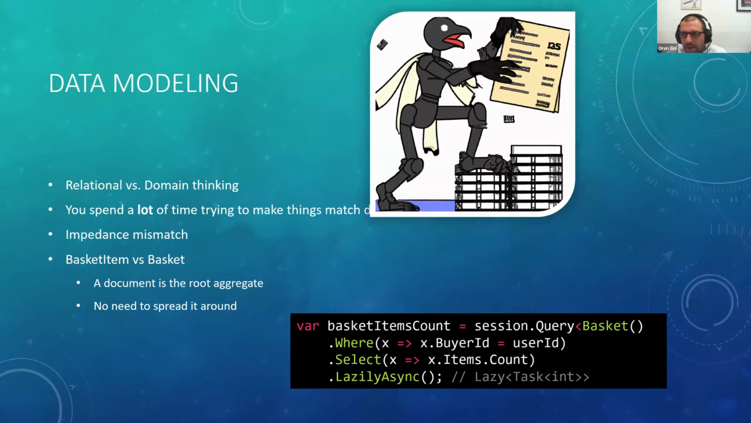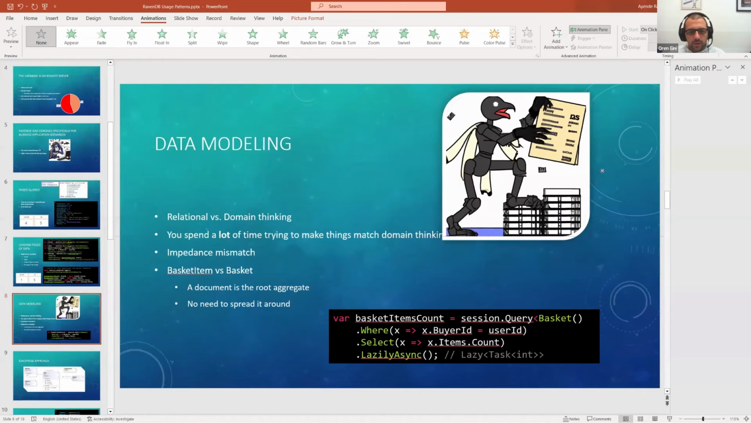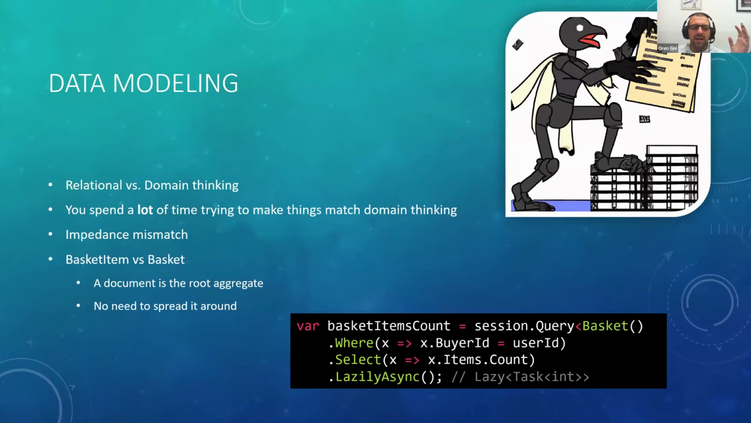A big reason why you may want to shift your thinking is how you model the data. So let's talk about this for a second. In a relational database, you spend a lot of time moving the data around between relational and domain thinking, between how the business is thinking about the data and how you actually store that. This is called the impedance mismatch.